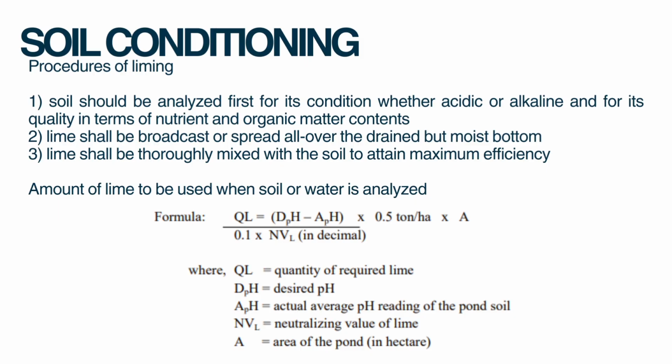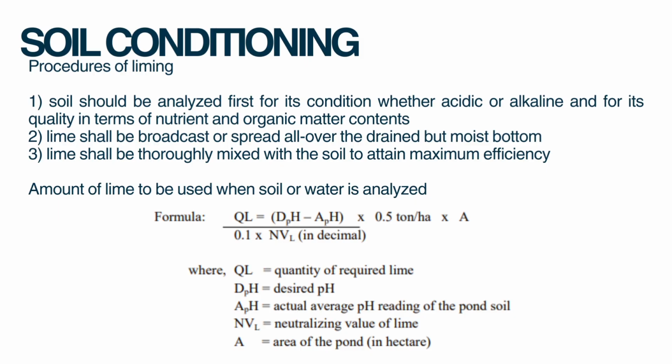In liming ponds, proper application of lime is essential to effectively neutralize soil acidity, improve soil quality, and prepare the pond for fertilization and production. Correct procedures must be followed to ensure that liming achieves maximum efficiency. First, the pond soil should be analyzed to determine whether it is acidic or alkaline and to assess its nutrient or organic matter content. This step helps identify the appropriate type and amount of lime needed.